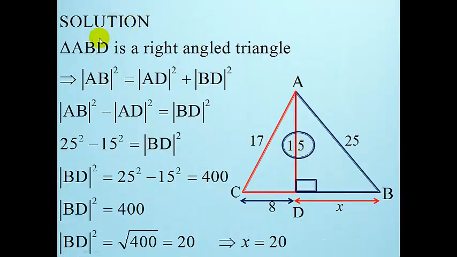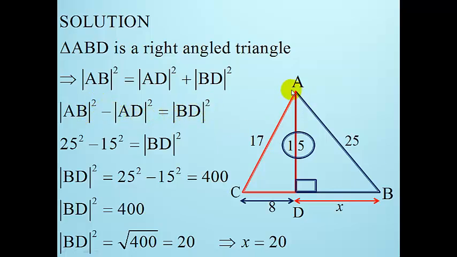Now let's look at the solution. Triangle ABD is a right angle triangle with a 90 degrees angle at D as shown. AB square is equal to AD square plus DB square. Because we are solving for DB or BD, that is x, we make BD the subject. That means that AD square on the right hand side becomes minus AD square on the left hand side. And this is equal to BD square.